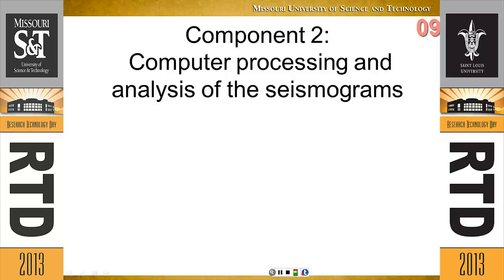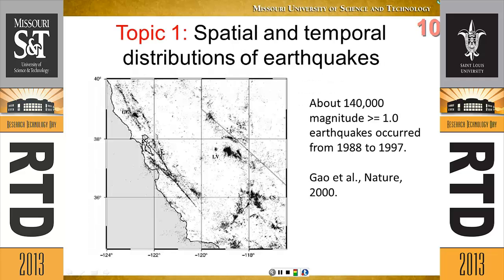So then the second part is the computational part. As I said, there are two major components. One is the field component, another one is the computational part, right? There are several topics. The first one is the spatial and temporal variation and distribution of earthquakes. So you can see each dot here is an earthquake that occurred in a 10-year period in California. There are so many, 140,000 of them. Most of them you cannot feel. They're very small, right? But the seismic stations can record them.